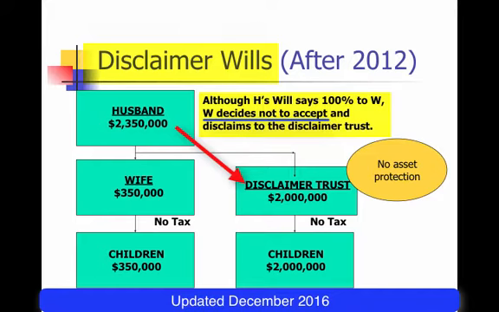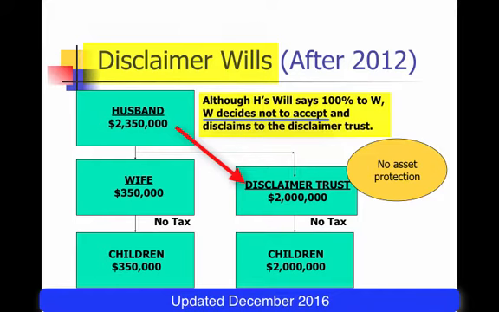Now she could choose to disclaim any amount. It doesn't have to be the exemption amount that she disclaims. But if she disclaimed more than that, then there'd be a tax on the amount that she disclaimed. As long as the disclaimed property is less than the available exemption, there'll be no tax. So she could disclaim up to $2 million without generating a tax. And that's what this picture tries to illustrate.